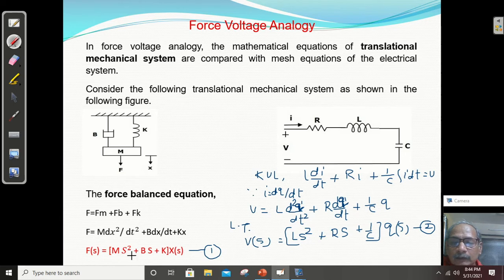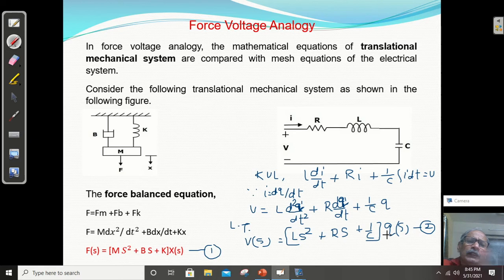The analogy means if a mechanical system is given and we don't know anything, force voltage analogy means force will be replaced by voltage, M is replaced by L, B is replaced by R, K is replaced by 1 by C. X means displacement, so X of s is replaced by Q of s.